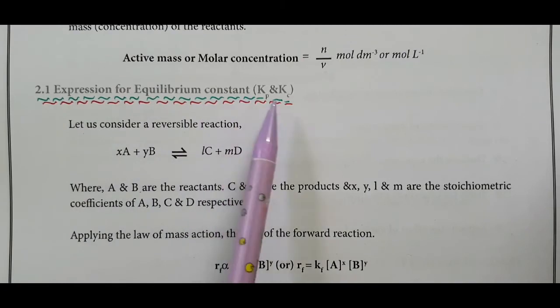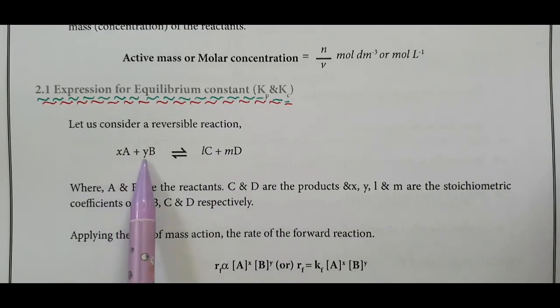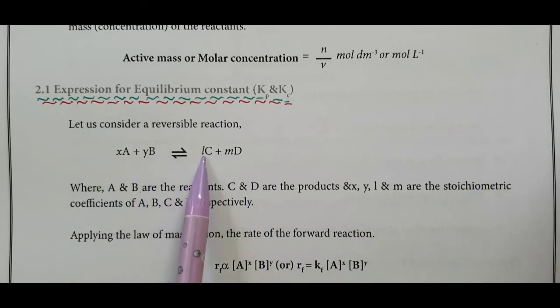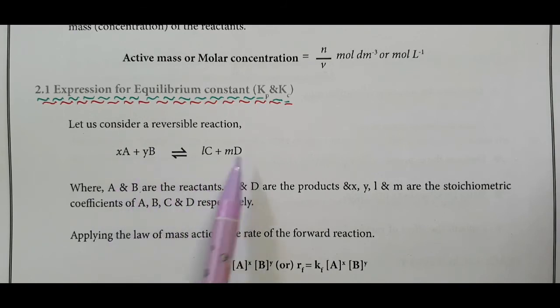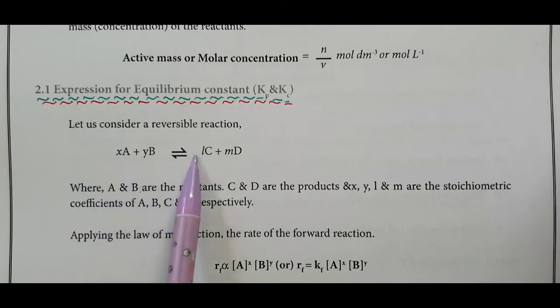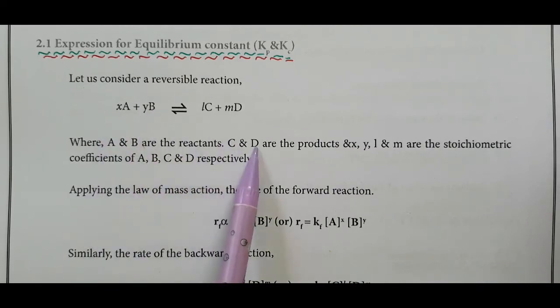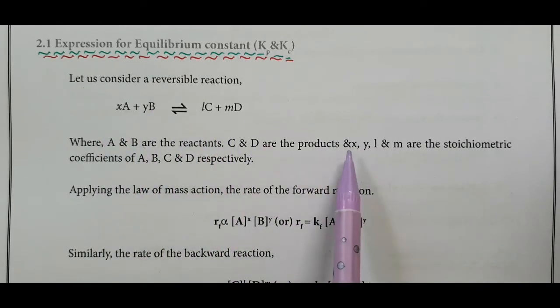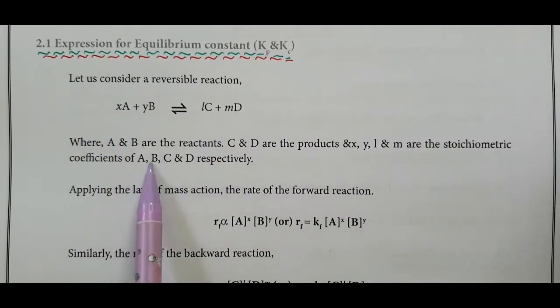Expression for equilibrium constant Kp and Kc. Let us consider the reversible reaction xA plus yB gives lC plus mD. Capital A, B, C, D are molecules. Small x, y, l, m are number of moles. Where A and B are the reactants, C and D are the products. x, y, l and m are the stoichiometric coefficients of A, B, C and D respectively.